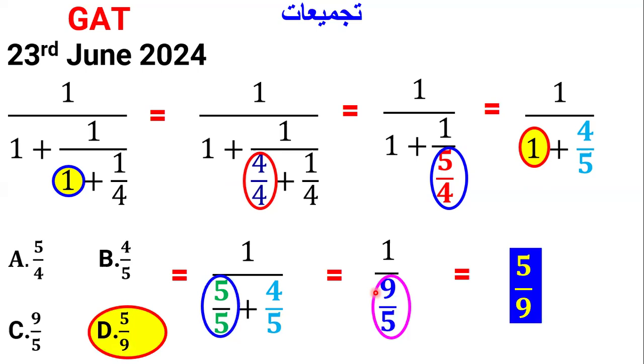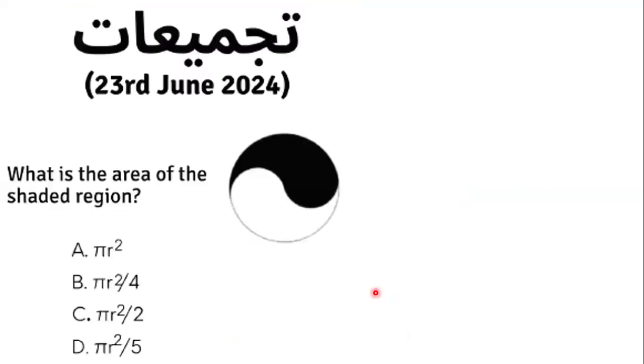Okay, let's proceed to the next question. Here is the next question now. This is also a question that appears on 23rd of June 2024. Here is the question. You are asked to find the area of the shaded part. This one, we need to calculate the shaded area.